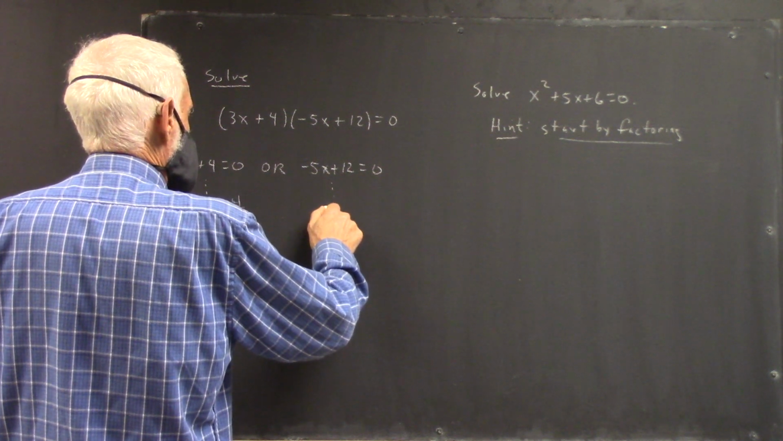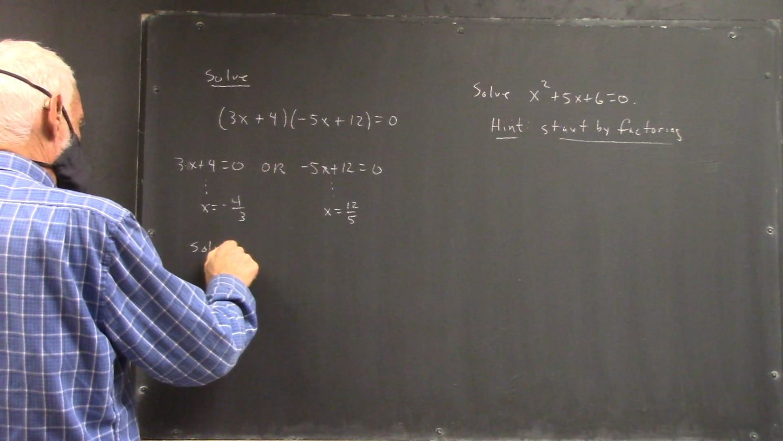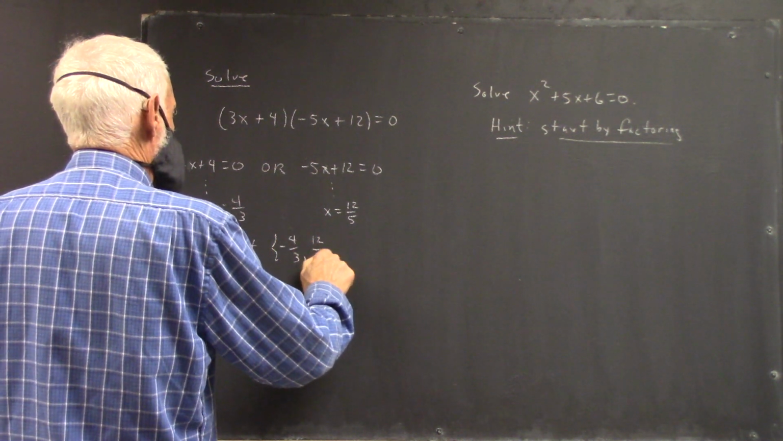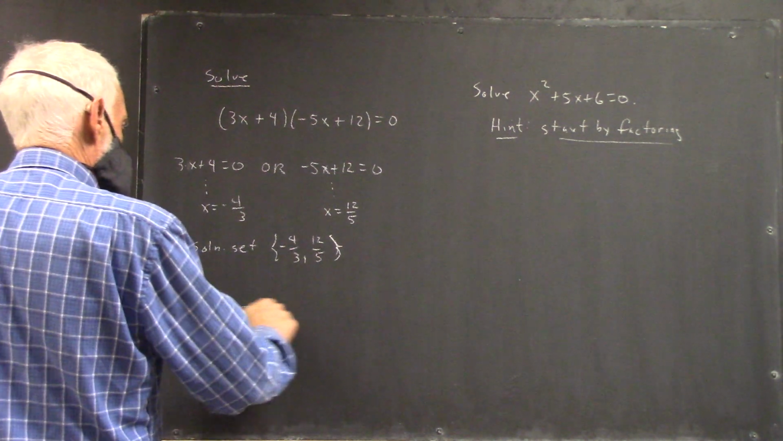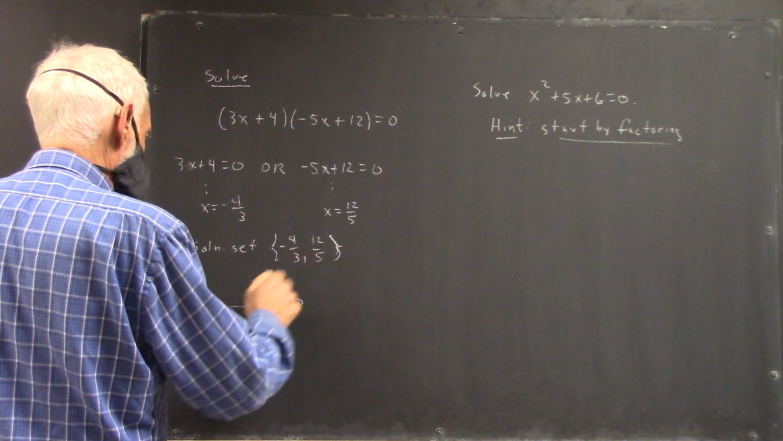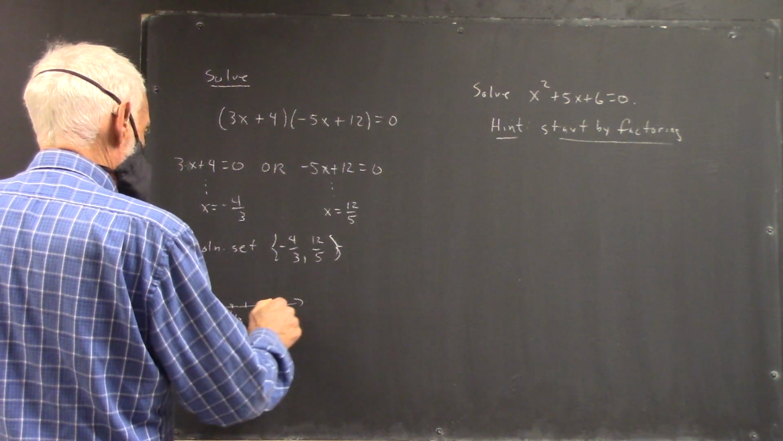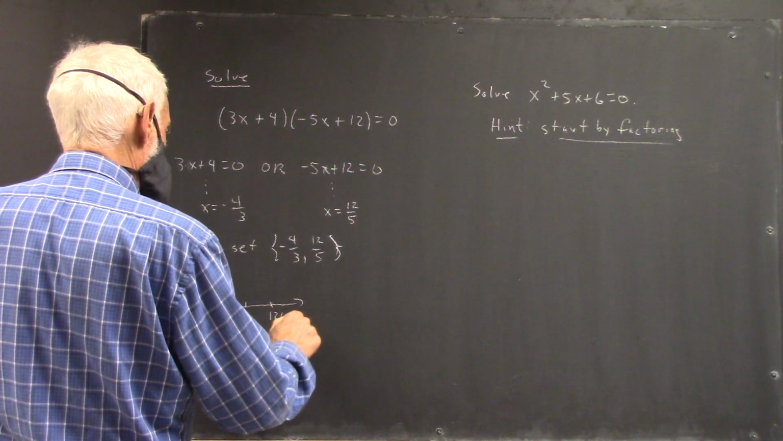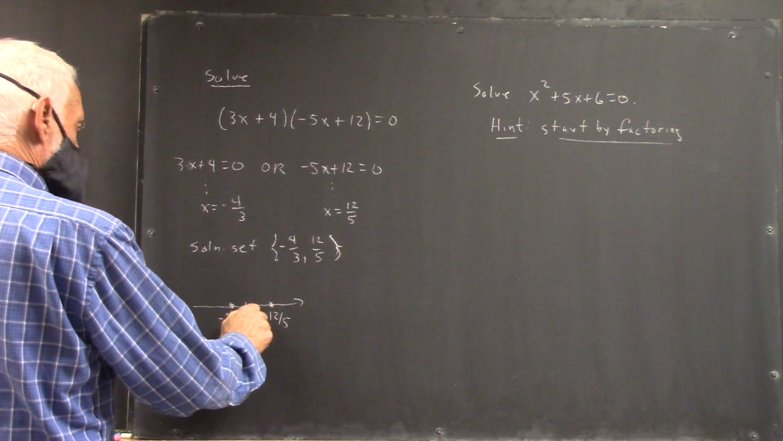Okay, and then here we get x equals 12/5. So that would be the solution set, -4/3, 12/5. And you could change these to mixed numbers, -1 1/3, 2 2/5. But mixed number or fraction, it's going to look something like this, but of course here's 0.